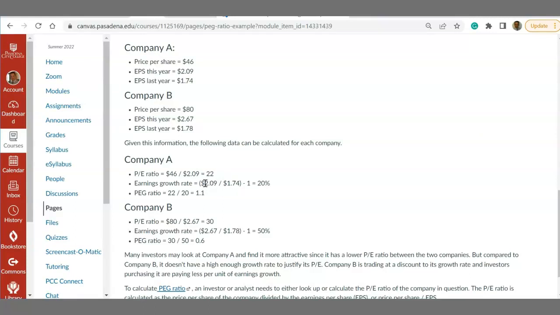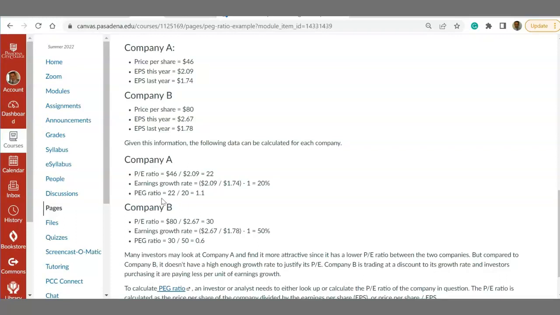This is the way I do it. I say, okay, 2.09, let's use a calculator together so you can see. 2.09 minus $1.74 earning per share. So earning per share has increased compared to last year by 35 cents. 35 cents divided by 1.74, and that gives you 20.1% almost of growth, right? So that is the percentage of growth of this company.